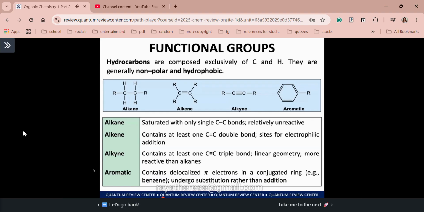Class, our next functional group for hydrocarbons is your alkene. And remember, the distinct feature of alkene is that it contains at least 1 carbon-to-carbon double bond. And remember, class, this site, the double bond, is electron-rich. That's why it is a site for electrophilic addition. So it will initiate an attack and it will attract an electrophile.